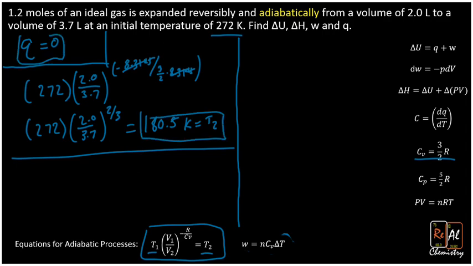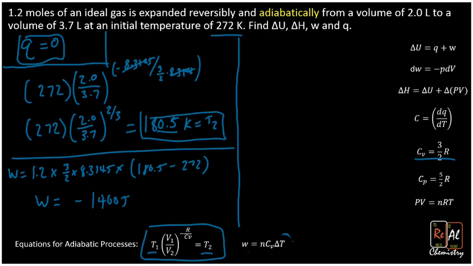All right, so we found our temperature. We found our Q. Let's use that temperature to now find work. Work equals nCV delta T. n in this case is 1.2. CV, the molar heat capacity at constant volume, is 3/2 times R. Times my change in temperature, which is temperature final, which I now know is up here at 180.5, minus temperature initial, which is 272. What I'm going to find then, that work rounded to 2 sig figs is negative 1400 joules. So that's work.